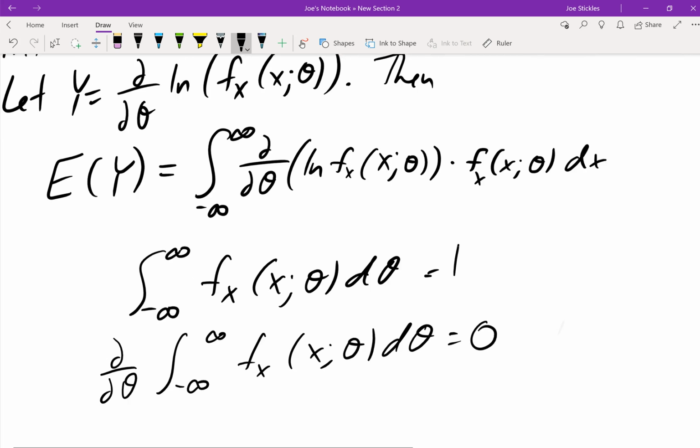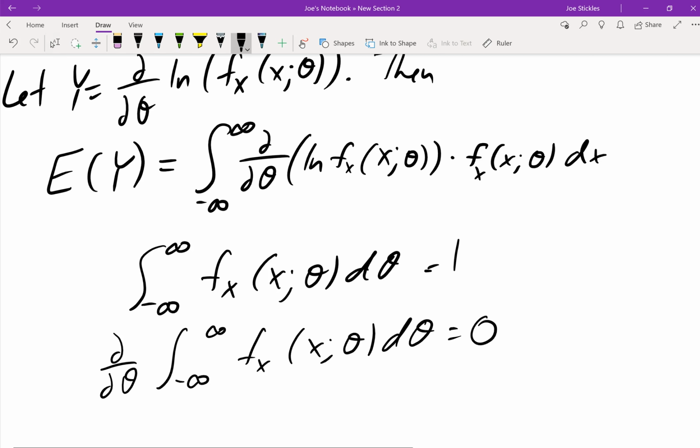Now what I really would like to do is move this inside here and take the derivative of this thing. In order to be able to do that, I've got to make sure that this interval doesn't contain theta. For example, that last example we did where it was uniform on 0 to theta, the sample space depended on the theta, right? As theta changes, the sample space changed, right?